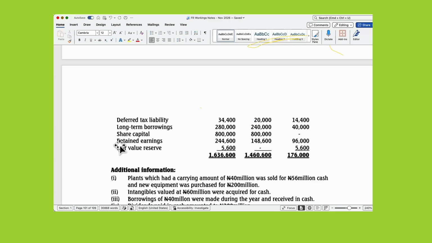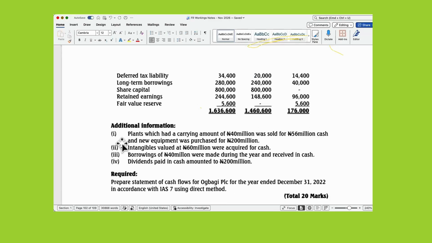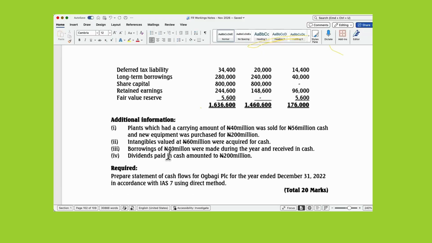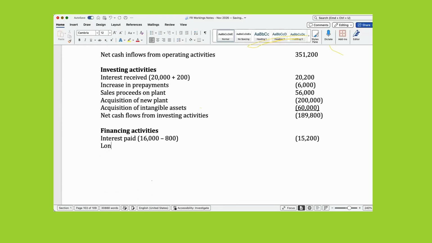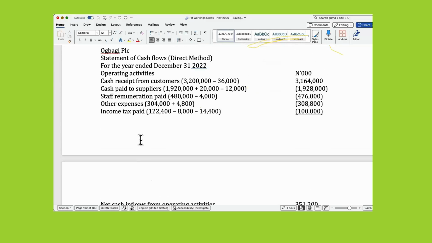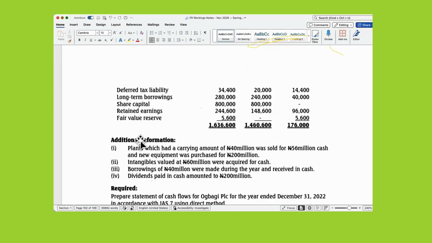There are long-term borrowings of 40,000, and it is cash because it was confirmed in note 3 that we borrowed 40 million and received it in cash. So there is a long-term borrowing of 40 million. It's an inflow since we are going to be receiving it. After long-term borrowings, we have share capital. It did not move, so I'm ignoring that.